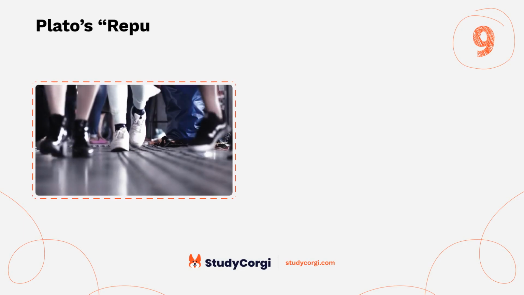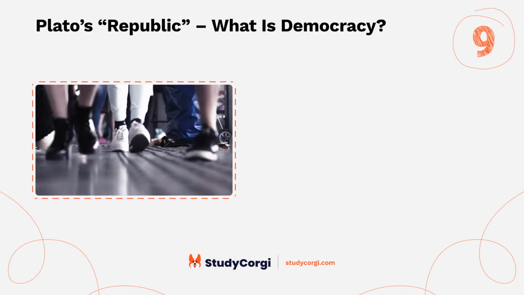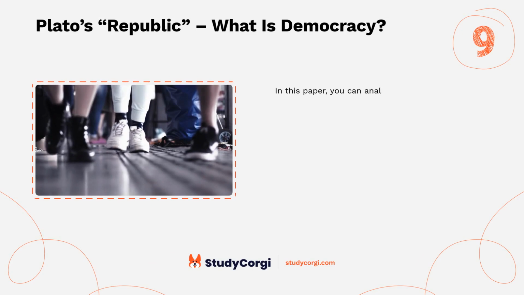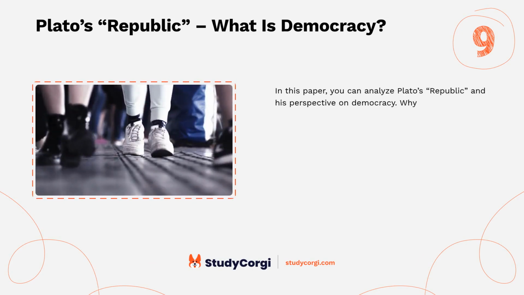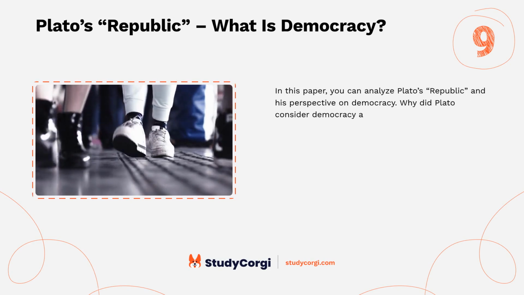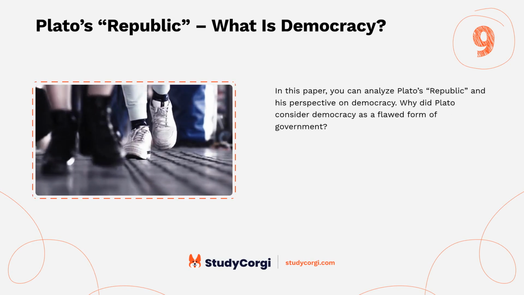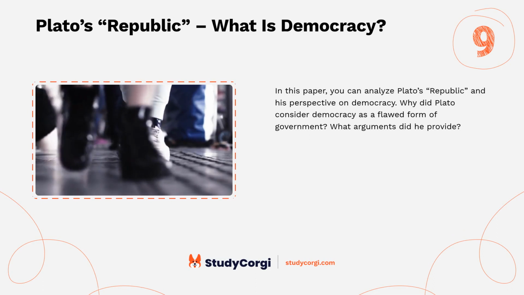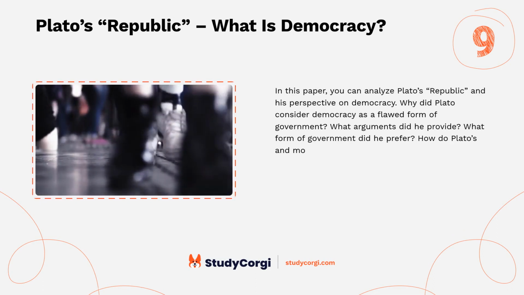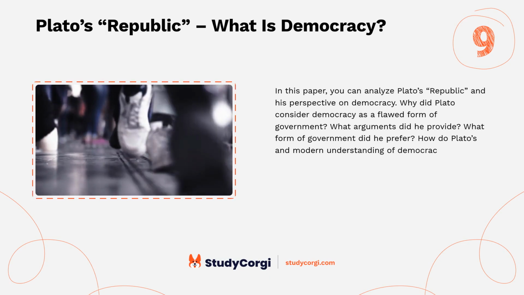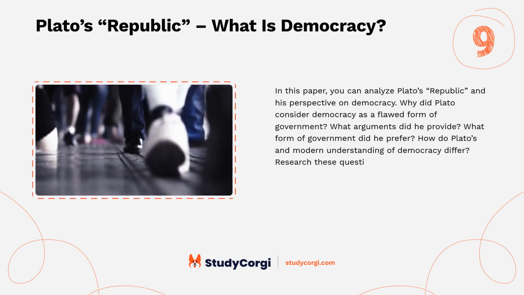Plato's Republic, what is democracy? In this paper, you can analyze Plato's Republic and his perspective on democracy. Why did Plato consider democracy as a flawed form of government? What arguments did he provide? What form of government did he prefer? How do Plato's and modern understanding of democracy differ? Research these questions in your essay.